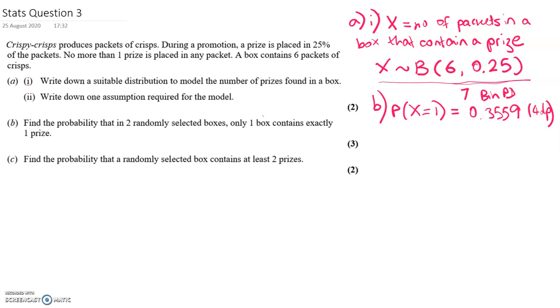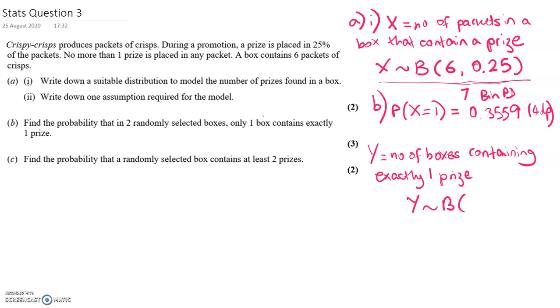Okay, so that's the probability of getting exactly one prize, but we are looking at 2 randomly selected boxes, not 1. So let's introduce a new variable, which is Y. Y is the number of boxes containing exactly one prize. Okay, so Y is distributed binomially. It's 2 boxes that we had selected at random. And the probability of getting exactly one prize in one box is here.